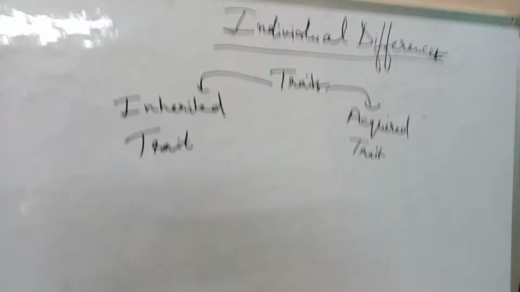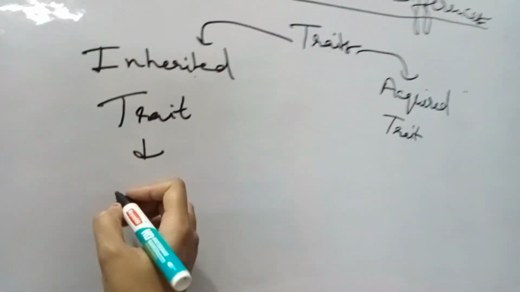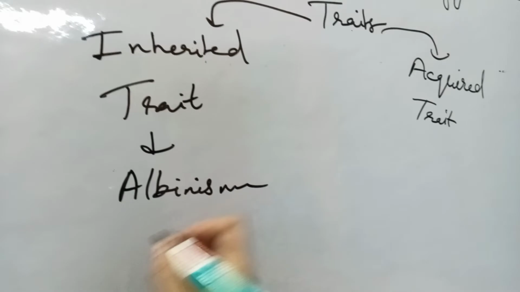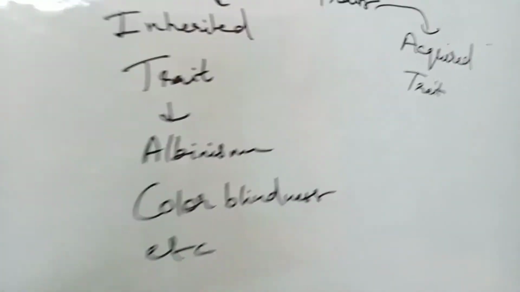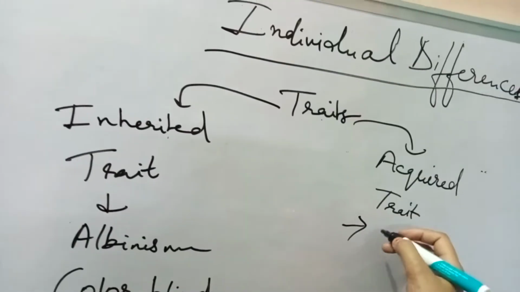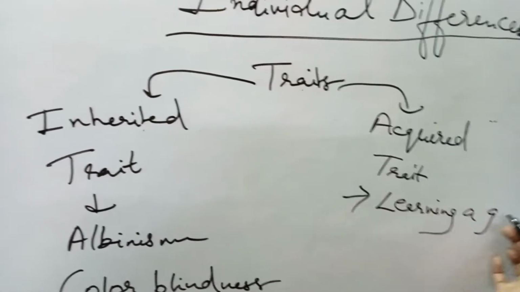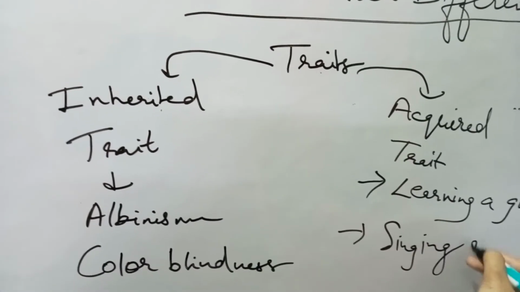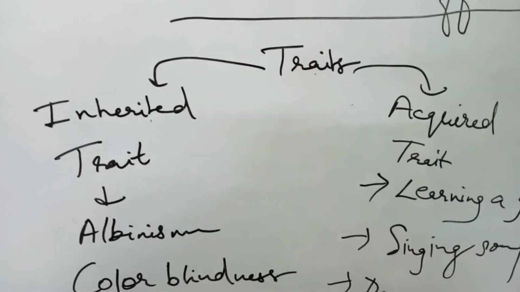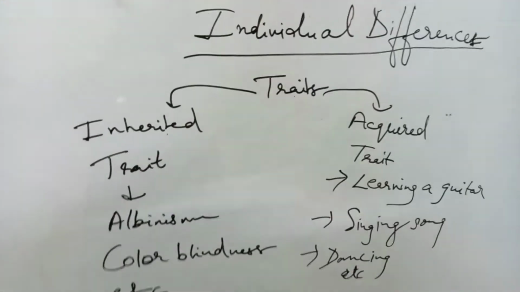Now coming to the traits. Traits are basically of two types: inherited traits and acquired traits. Inherited traits are those which we have inherited in our genes, for example albinism, color blindness, etc. And acquired traits are those which we have developed by ourselves, for example learning the guitar, singing songs, dancing, etc. So this was all about the traits in individual differences.